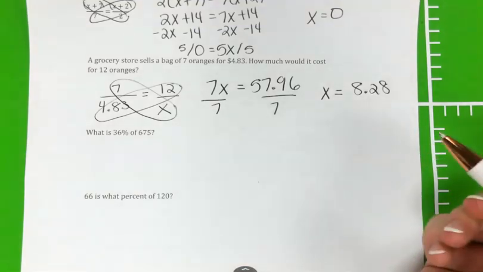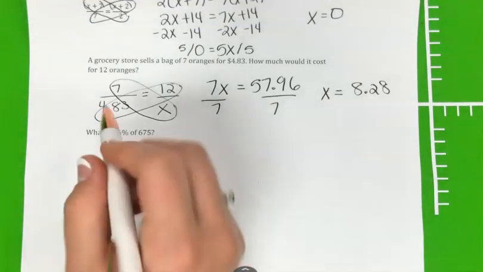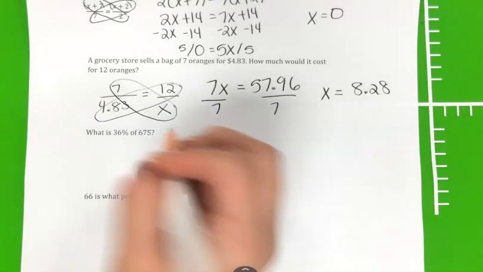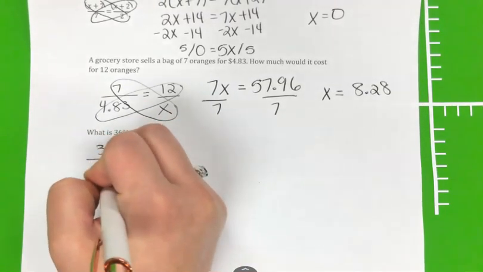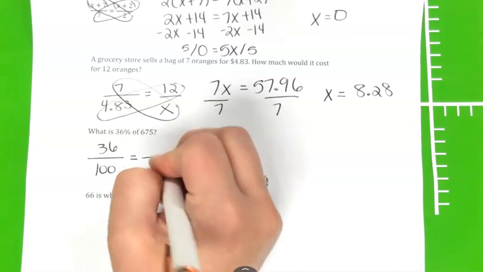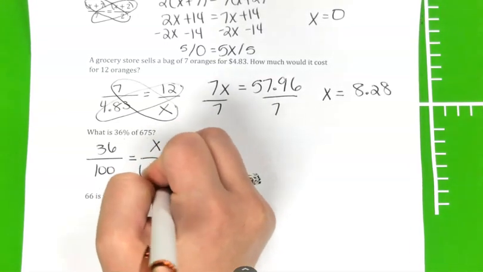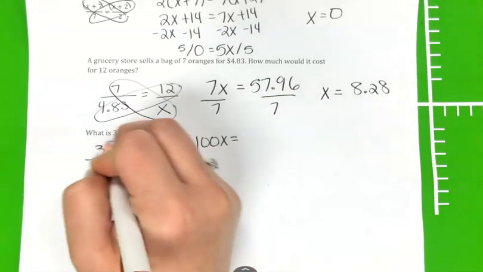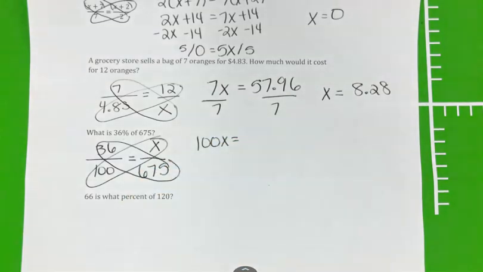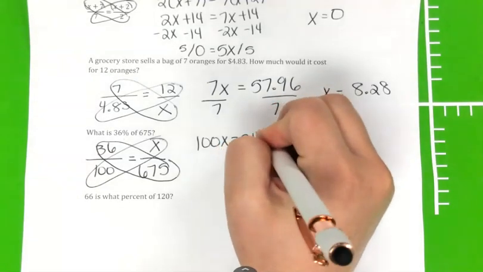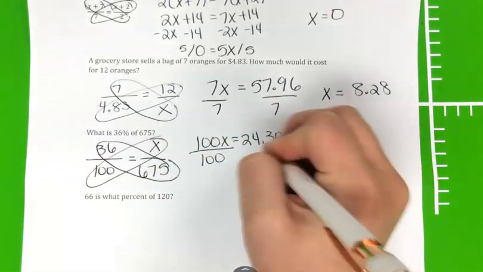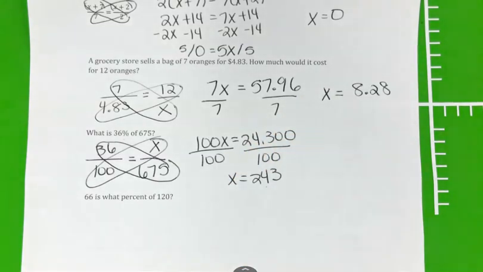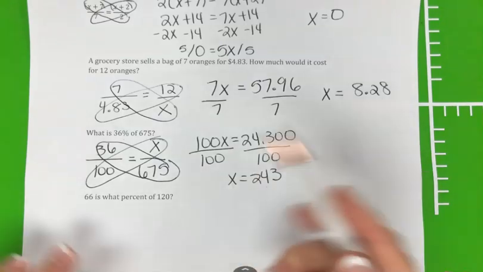Percents, again, percent just means per 100. So by definition, that is a ratio. So what is 36% of 675? Well, 36%, that means 36 out of 100. That's going to be equal to some amount out of 675. So I can use my cross product now to find that x is 243.